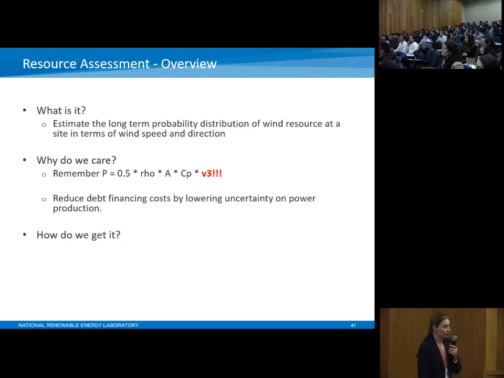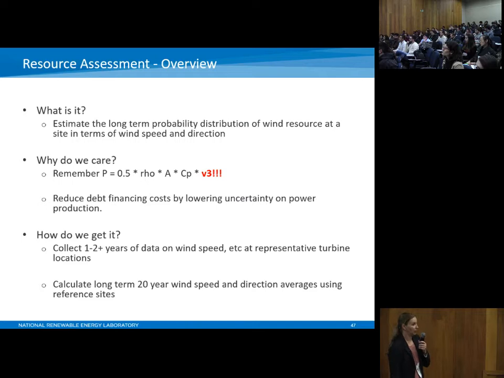And how do we get that? Any ideas how we get this long-term estimation? Sorry? Measurements. So you try to collect actual data and measurements at the plant. Typically, you'd like at least a year of data at a site, at minimum. Most places you'll want at least two or more years, nearby to representative turbine locations. So you actually go out and measure the wind speed and direction at the site. Then you try to calculate from that and estimate what the long-term profile of the wind speed and direction is.